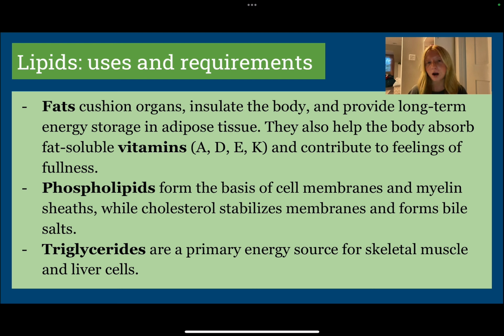The uses and requirements of lipids. Fats cushion organs, insulate the body, and provide long-term energy storage in adipose tissue. They also help the body absorb fat-soluble vitamins like vitamins A, D, E, and K, and they contribute to feelings of fullness. Phospholipids form the basis of cell membranes and myelin sheaths, while cholesterol stabilizes membranes and forms bile salts. Triglycerides are primary energy sources for skeletal muscle and liver cells.